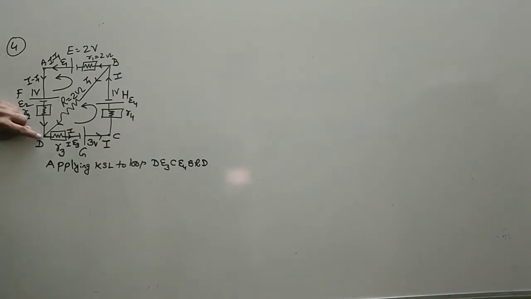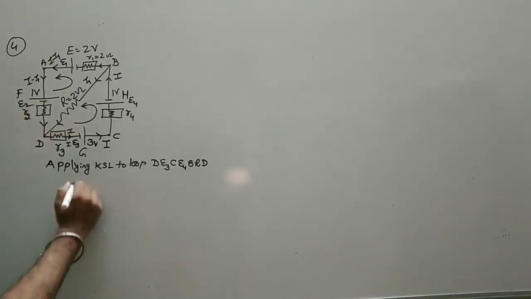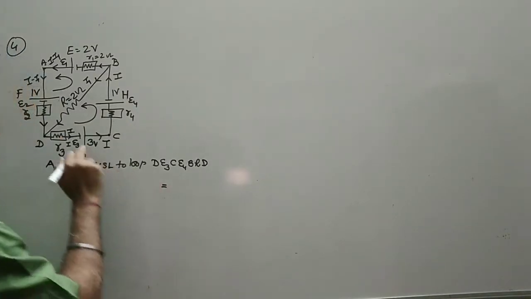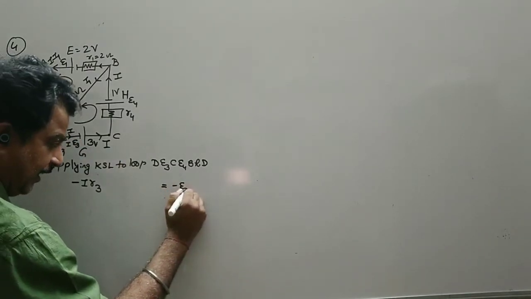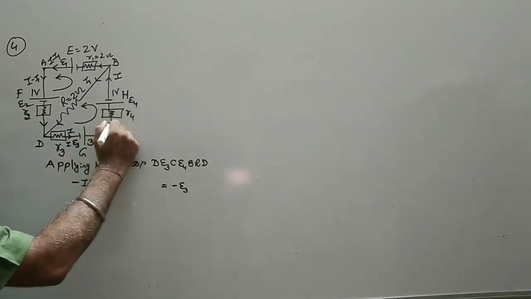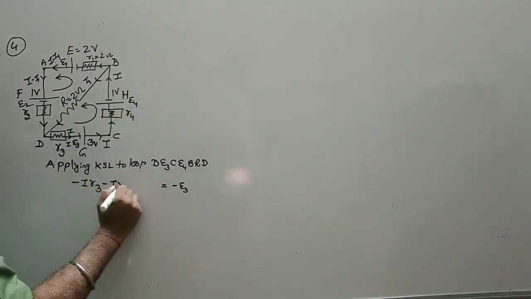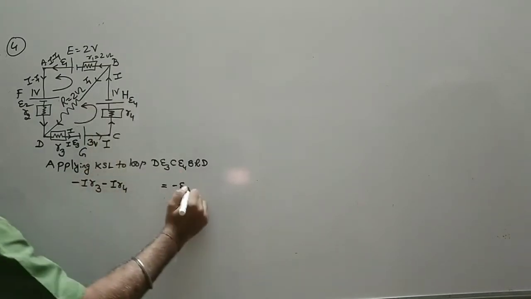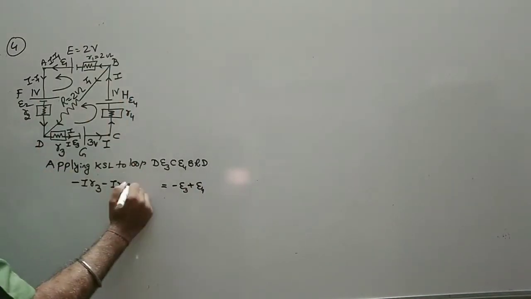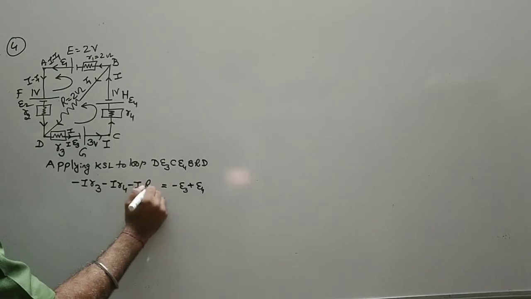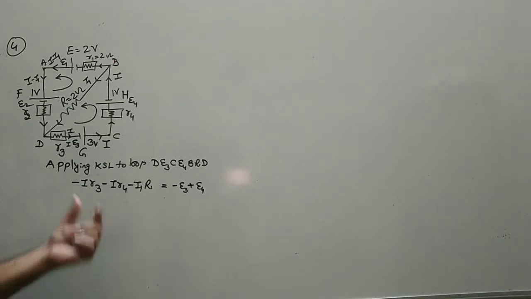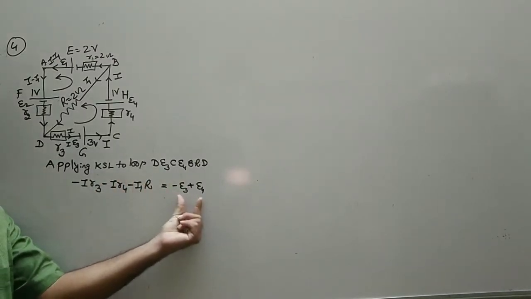So starting from this point D, you are moving in the direction of the current. So minus IR3. Then we come across the negative terminal, so minus E3. Then again you are moving in the direction of this current, so minus IR4. We come across a positive terminal, so plus E4. Then you are again moving in the direction of current, that is minus I1R. So when you are moving in the direction of the current, the potential difference is negative, and whichever terminal we first come across, we put that sign.